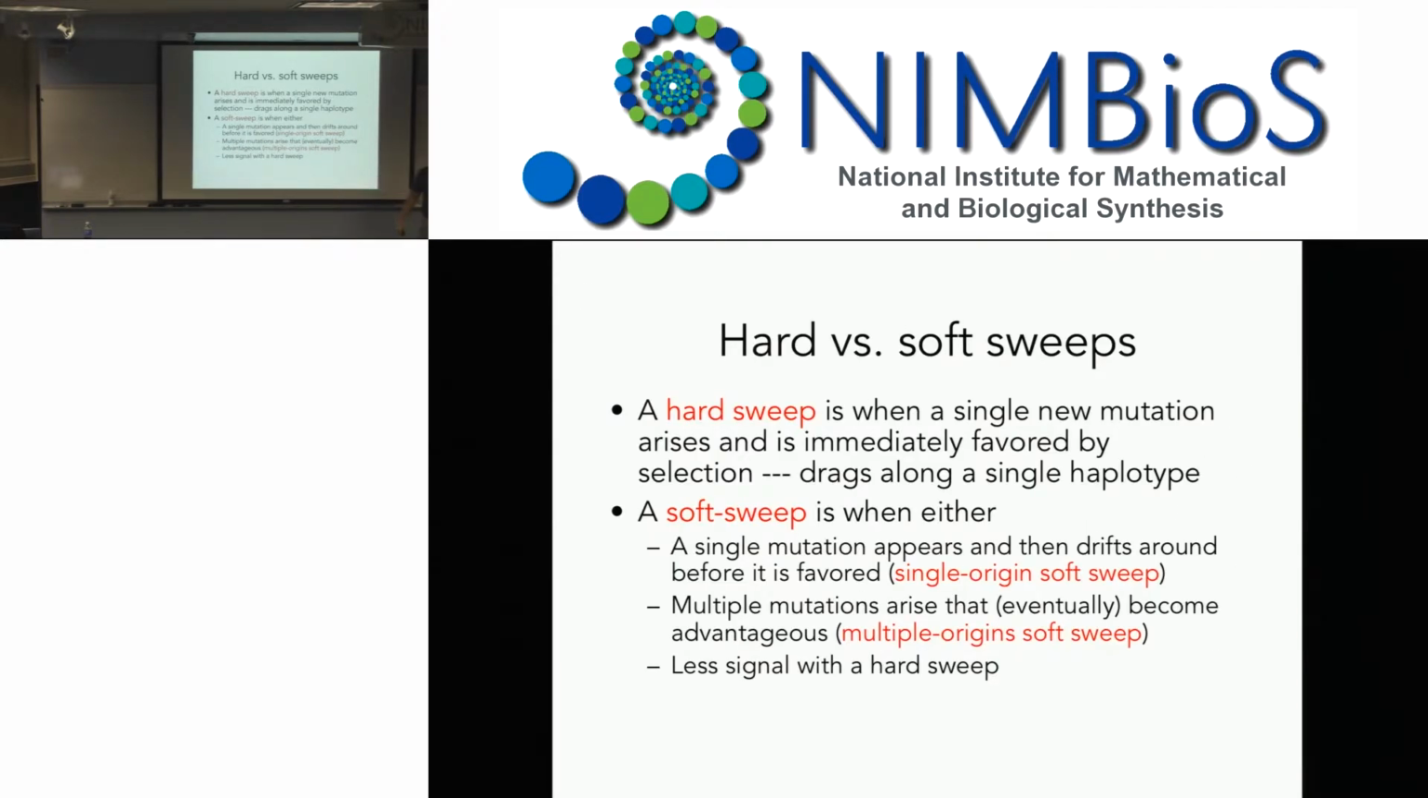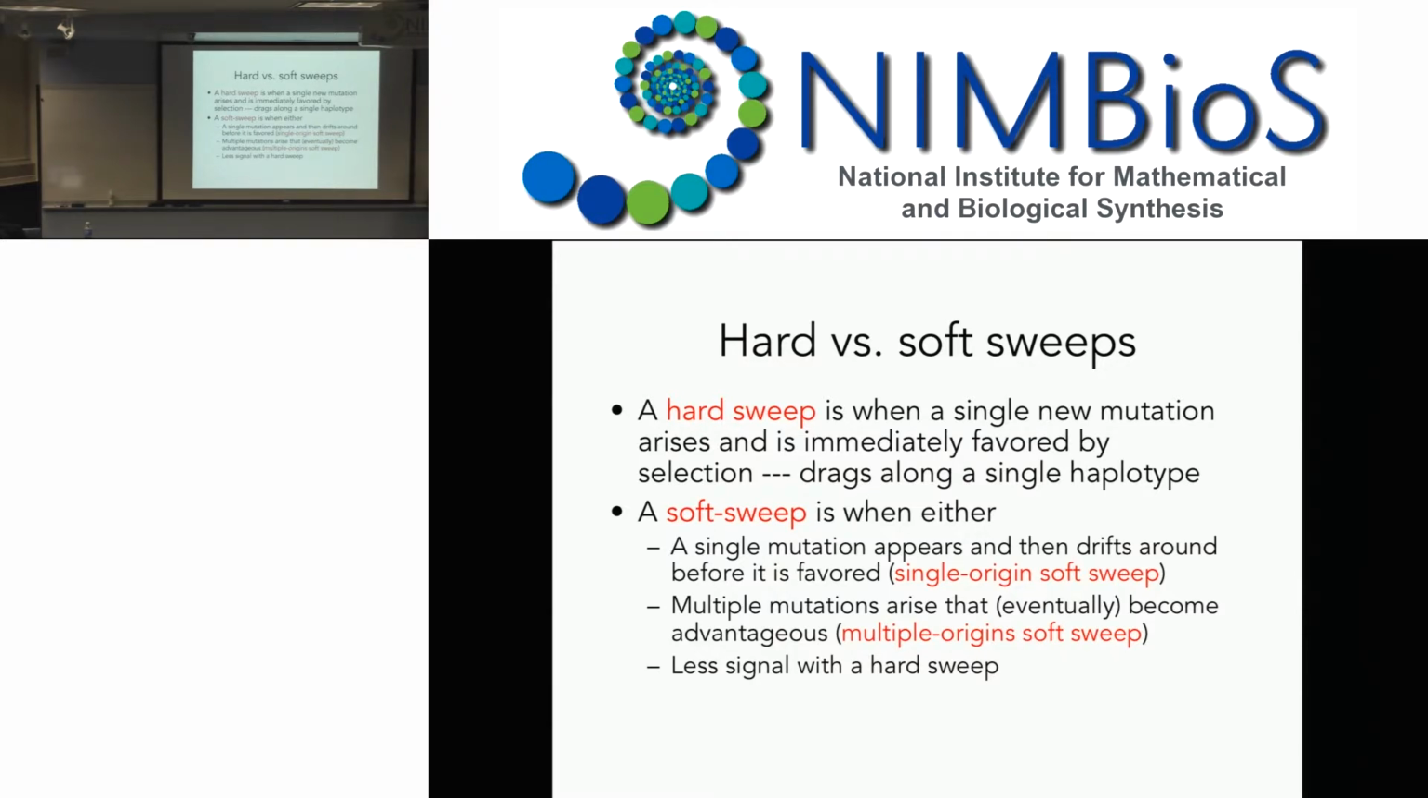So sweeps come in many different flavors. And an important realization was the idea that we can have hard sweeps and soft sweeps. A hard sweep is when a single favorable new mutation arises and immediately is favored by selection. So it's on a single background, it drags that background up. This is where you get a clear, obvious signal. A lot of tests are built around hard sweeps. That may not be the most common fashion we see.